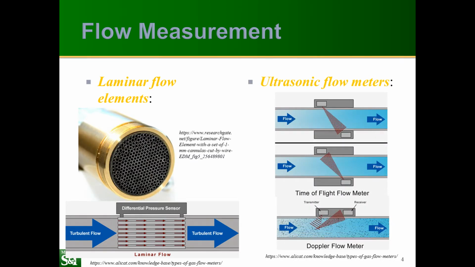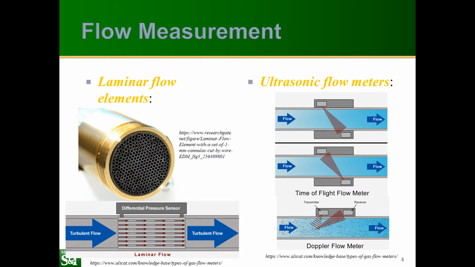Ultrasonic flow meters are another very interesting flow measurement method. The idea here is to measure the shift in sound waves. For clean liquids without a lot of contaminants, you can actually use the propagation time of the ultrasonic sound wave to measure the flow speed. That's called a time of flight flow meter. If you have a liquid that has a lot of particles in it, you can use a Doppler flow meter, where you measure the change in the frequency of the sound waves as it reflects off of the moving particle.